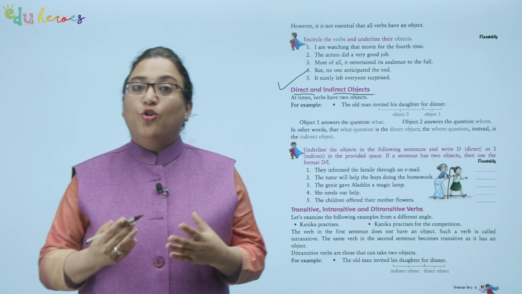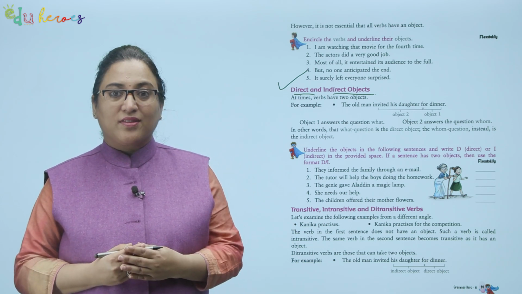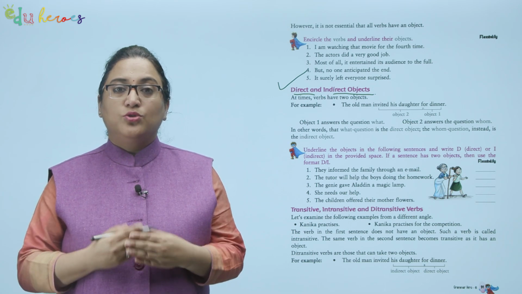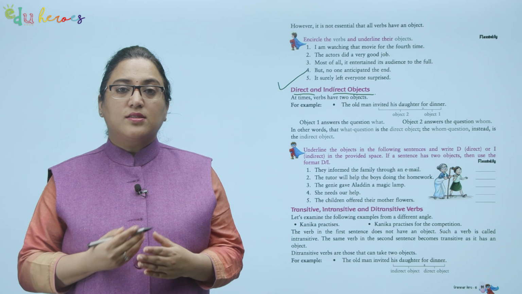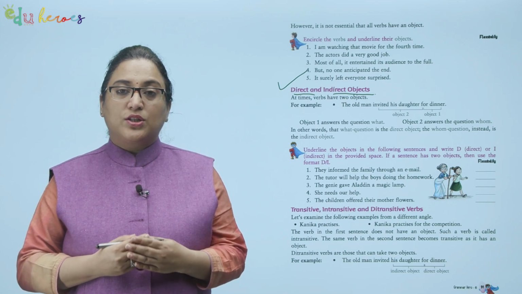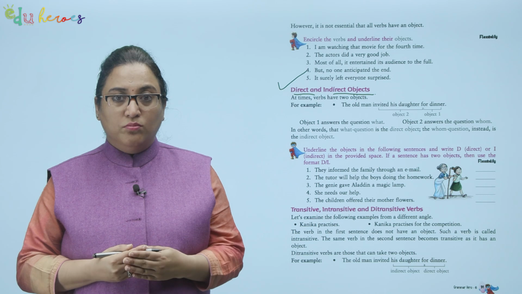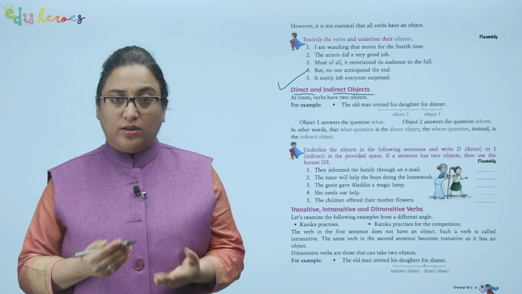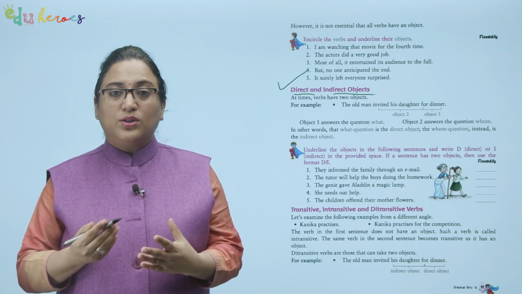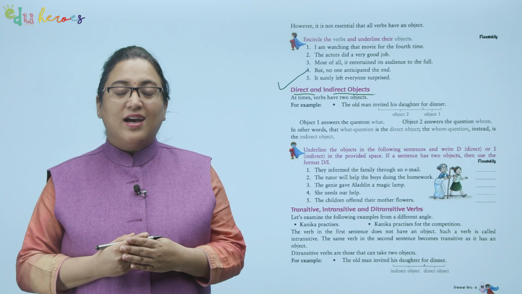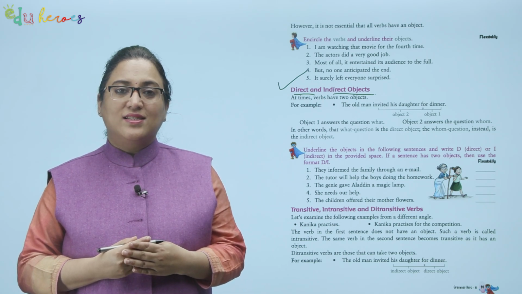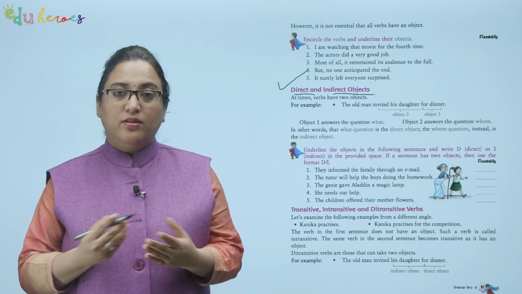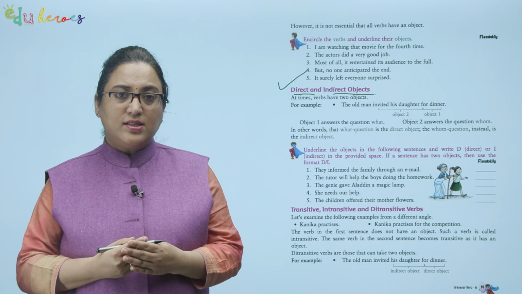For example, the old man invited his daughter for dinner. Here, object 1 is dinner and object 2 daughter. Object 1 answers the question what, and object 2 answers the question whom the old man invited. The daughter, his daughter. In other words, the what question is the direct object and whom question is the indirect object. To practice this short topic, you have another exercise following this.